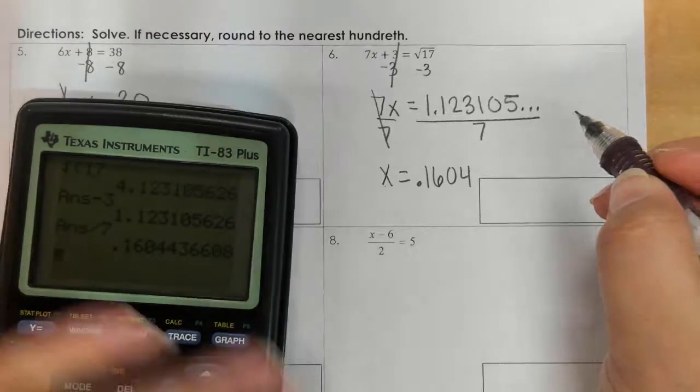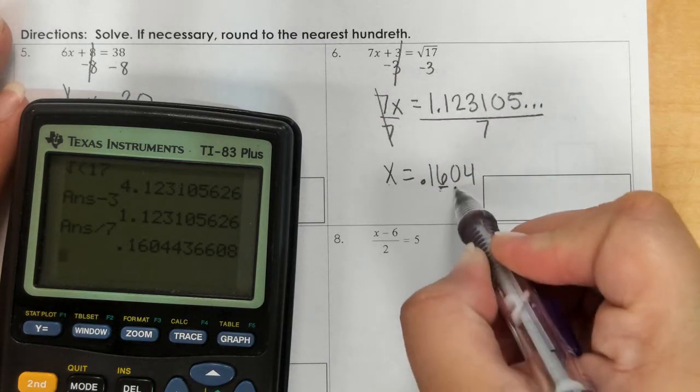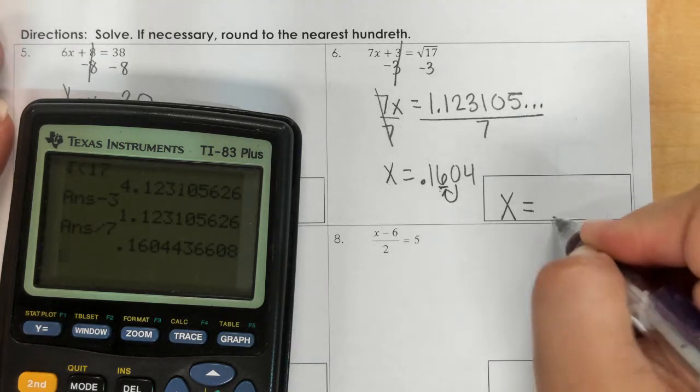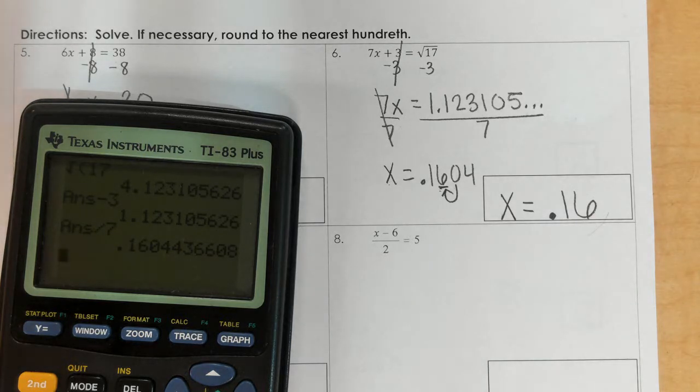0.1604. Now the directions say round to the nearest hundredth. This is in the hundredths place. The 0 makes the 6 stay at 6. So my solution is x equals 0.16.